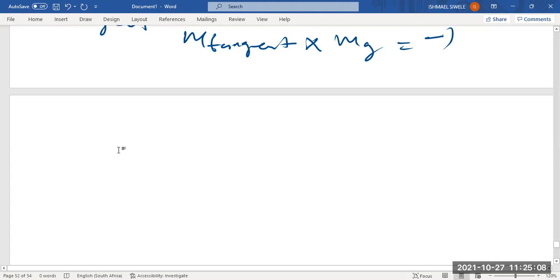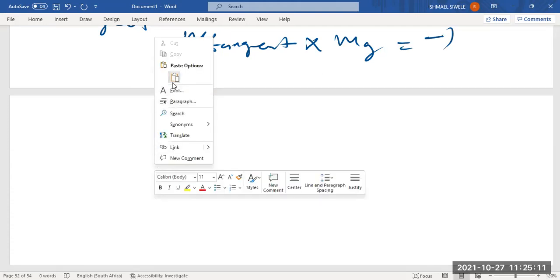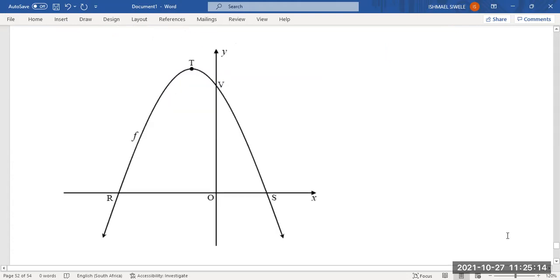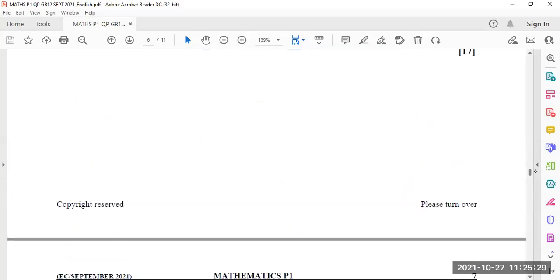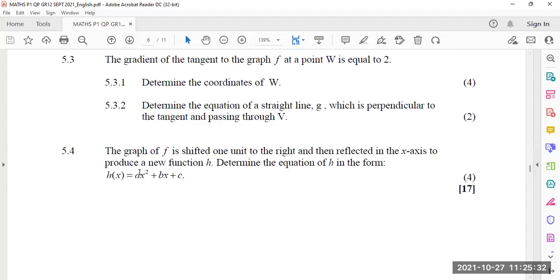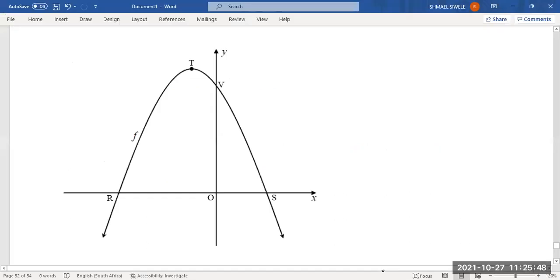Okay, so like what I said, I will retrieve the graph once again. Okay, and this is what we have. So on the graph, this is the graph of f of x. And that statement, what does it say? See, these transformations most of the time give people a hard time. So they're saying the graph of f is shifted 1 unit to the right and then reflected in the x-axis to produce a new function h, right? So let's break everything down. They are shifting the graph 1 unit to the right, and then it is reflected in the x-axis. So which one is the x-axis?